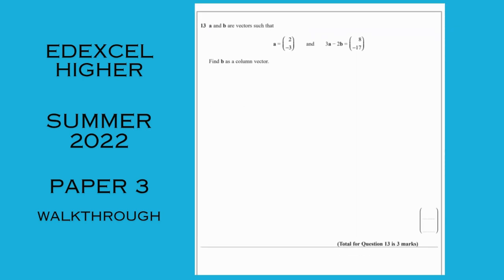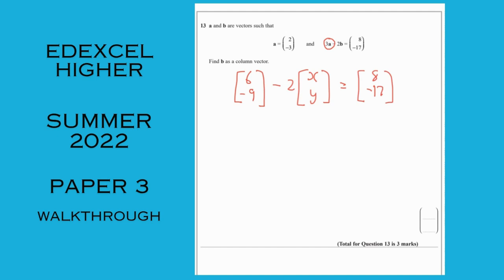Number 13. Nice column vectors, but in a slightly more strange way than you were used to. Starting off, do the basics, earn the easy marks, do 3A. That means treble the top, treble the bottom. And, now here's the thing, oh, it's a takeaway, forgot about that, minus 2 lots of B, but they give us 8 and minus 17.